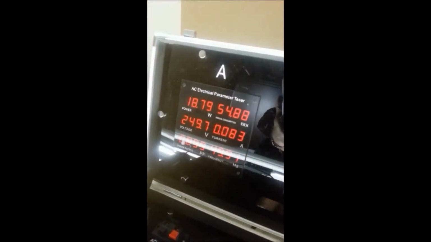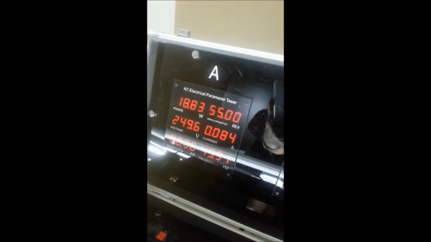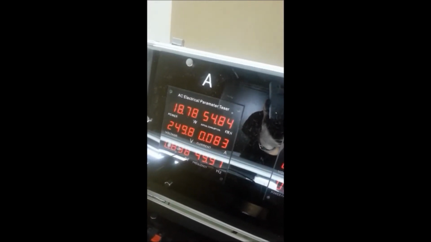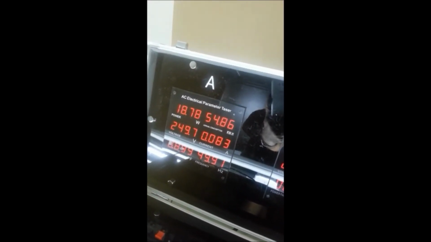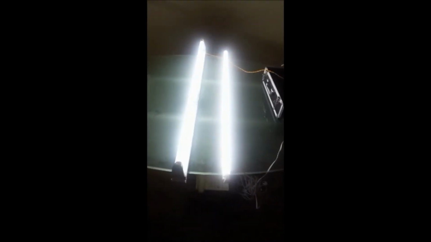Now this is the LED tube light. You can see how bright the light is, and you can see that the power consumption is only 18.8. This is quite lower, almost 1/3 of the power consumption of the normal fluorescent light.